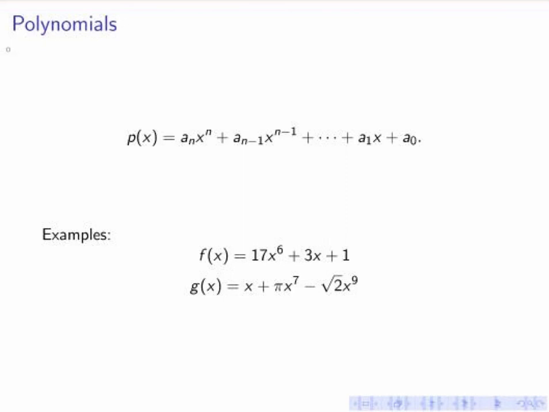Finally, just quickly about polynomials. Polynomials are made out of these terms x to the n, x to the n minus 1, down to the constant case. And the coefficients a_(n-1) are just real numbers. Examples are 17x to the 6 plus 3x plus 1, or x plus pi x to the 7 minus root 2 x to the 9.